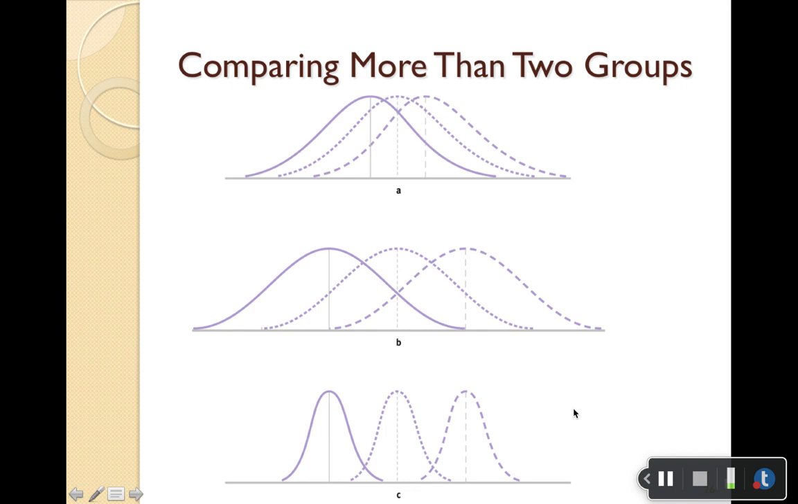We want our means to be spread apart, so we want a lot of variability between or across groups, but we want to minimize the amount of variability within or underneath those curves that we see there. So letter C, we have very distinct means with low variability within. So that's going to be our optimal ratio in ANOVA when we're calculating our F-test.